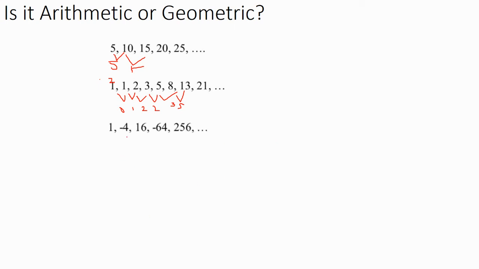Okay, now this one, I'm multiplying by -4, multiplying by -4, multiplying by -4, multiplying by -4. If I'm multiplying by -4, that's an example of a geometric sequence, because look how fast it's increasing, right? It's times 4 from the previous answer, so it's going to grow very quickly.